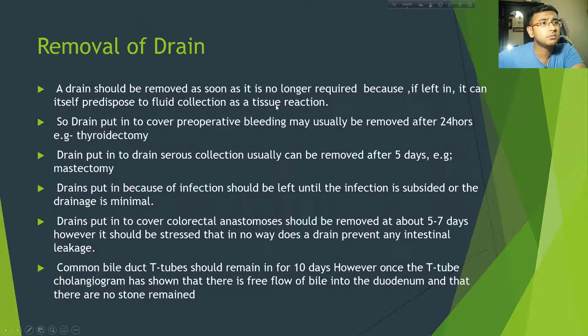Drain should be removed as soon as it is no longer required, because if left in, it can predispose to fluid collection and tissue reaction. A drain put in to cover preoperative bleeding may usually be removed after 24 hours, like in thyroidectomy. In case of thyroidectomy, the tube is kept 24 hours, then after 24 hours the tube must be removed.